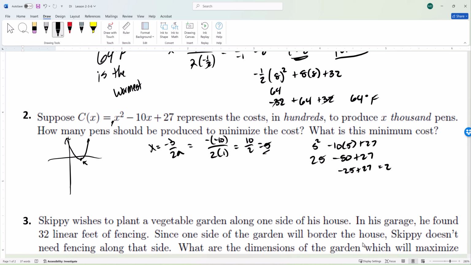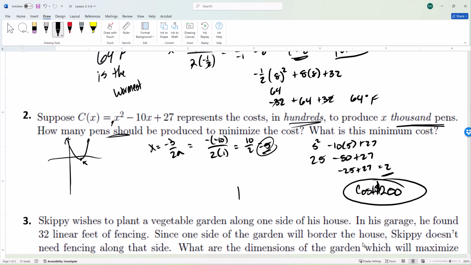Okay, so now let's interpret it. So we have 5 and we have 2. So the cost in hundreds, that's going to be your y value. So it's going to cost 200. And then it says how many pens. Okay, this is 5, but then it says the pens are in thousands. So you produce 5,000 pens.